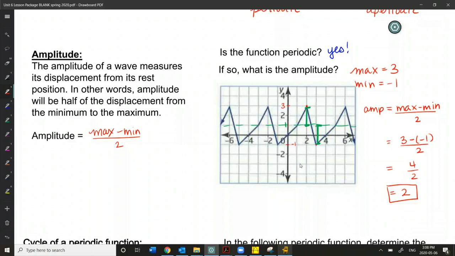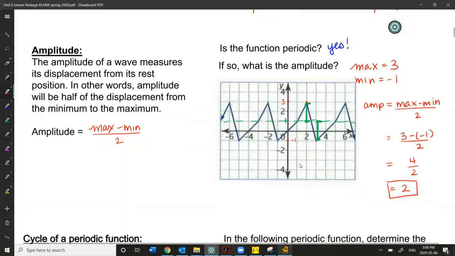Just as we expected. Also, amplitude is always positive because it's talking about a displacement from the rest to the maximum or from the rest to the minimum. So this is always like a number of units, it can't be negative.